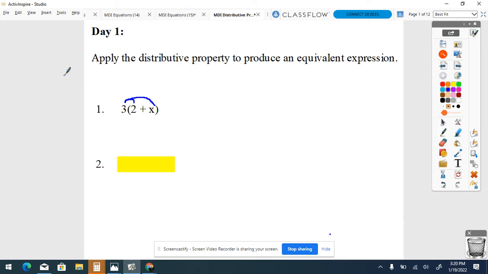So if you remember from previous days, when I distribute, it means multiply. So I take 3 times 2, which gives me 6, 3 times x, which gives me 3x. And then I look at the sign in the middle. In this case, I have a plus sign in the middle, so that just comes down. So 3 times 2 is 6. 3 times x is 3x. Then the plus sign comes down. All right, go ahead, pause the video, and solve number 2.